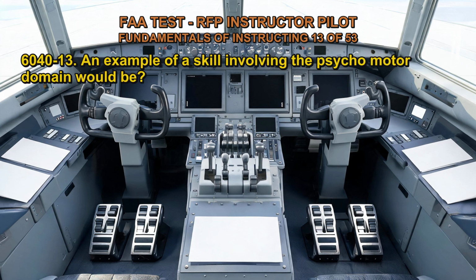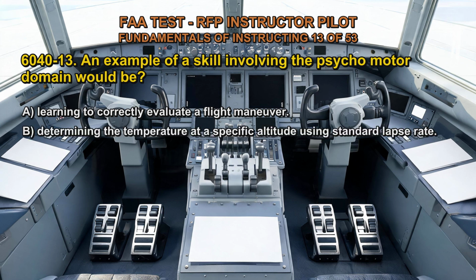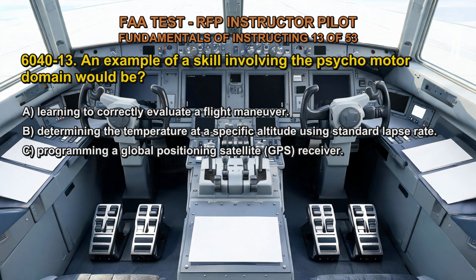Q6040-13. An example of a skill involving the psychomotor domain would be: A. Learning to correctly evaluate a flight maneuver. B. Determining the temperature at a specific altitude using standard lapse rate. C. Programming a global positioning satellite, GPS, receiver.